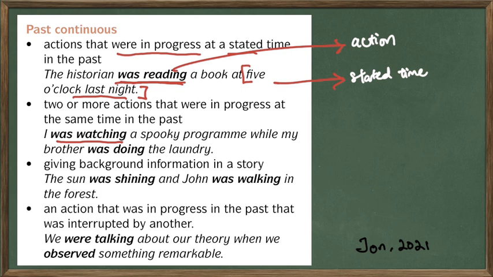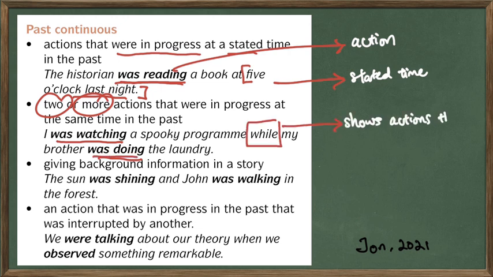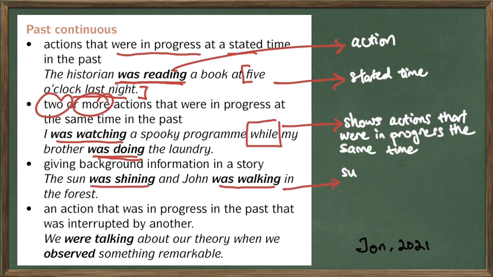Then we use the past continuous for two or more actions that were in progress at the same time in the past. Dua tindakan yang berlaku pada masa yang sama. So I was watching a spooky program. Spooky means scary, menakutkan, while my brother was doing the laundry. So these two things, kamu sedang menonton satu rancangan yang menakutkan dan abang atau adik kamu pada masa tu dia sedang mencuci baju. The word while shows actions that were in progress at the same time.